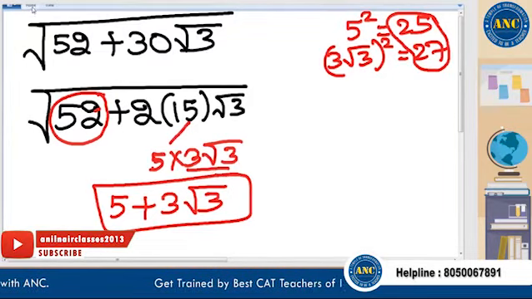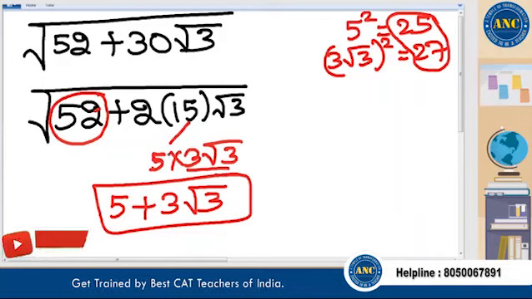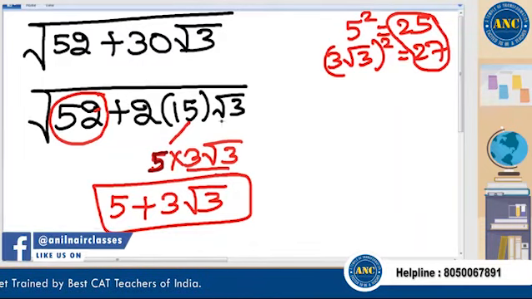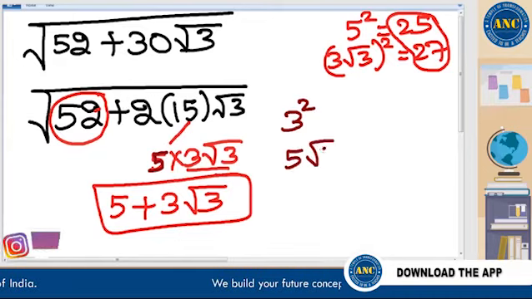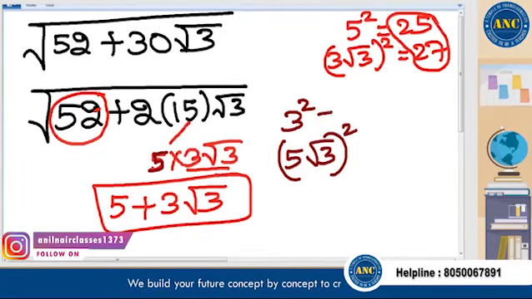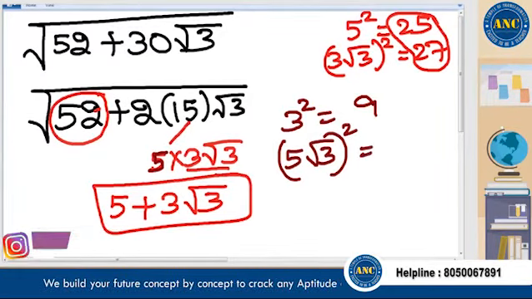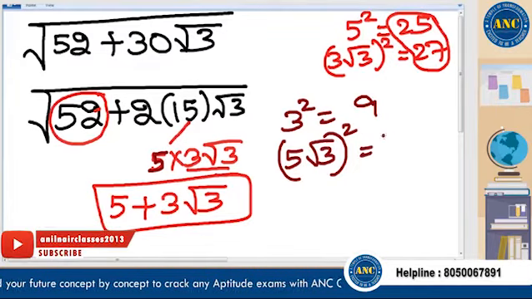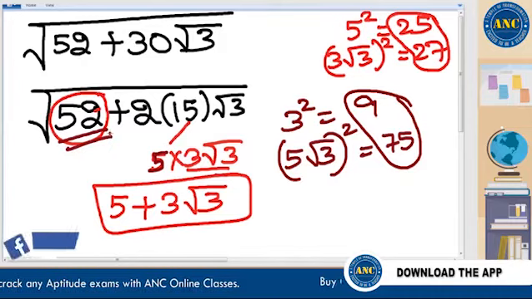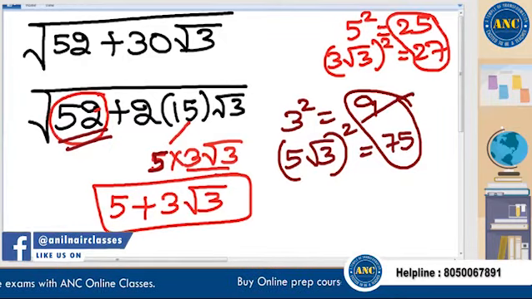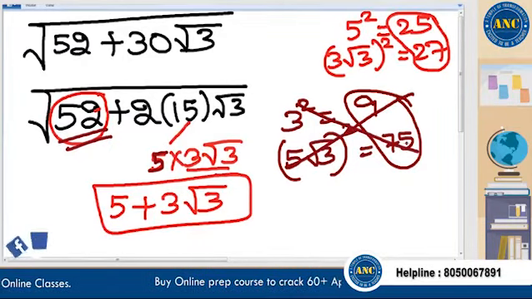You might also think of it as, I will write 15 as 3 into 5. First value is 3. Second value is 5 root 3. Check it out. If I add these two, this is 9 plus 5 square is 25, 25 into 3 is 75. 9 plus 75, is it nothing but 52? No, it is not 52. Therefore, that is not the right representation.